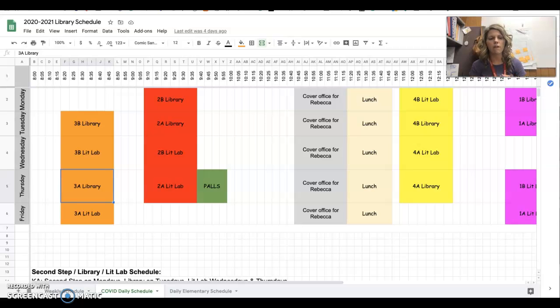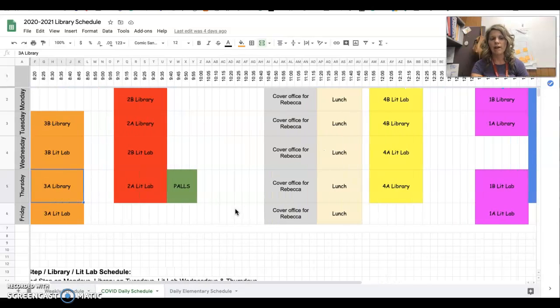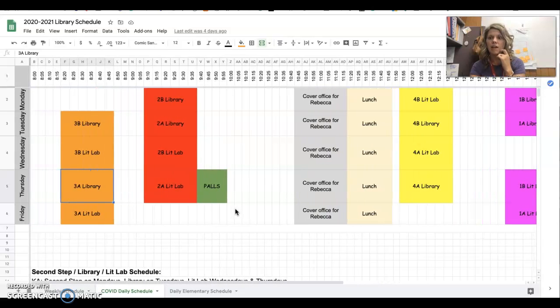So we will be starting our library and lit lab schedule on Monday. This is just what I've put together. I might go ahead and share it with you guys just so you can double check that I have your days right for library or lit lab and haven't got anything confused with second step. But basically, for Monday, we will see everybody for one or the other, except for third grade.